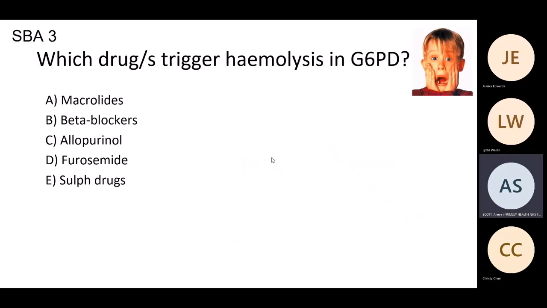So next, SBA, which drugs trigger hemolysis in G6PD? I put Kevin in the corner because I think this is a bit of a mean question, but it's one that's worth knowing. I think it's unlikely to come up, but worth knowing anyway. So have a guess if you don't know.